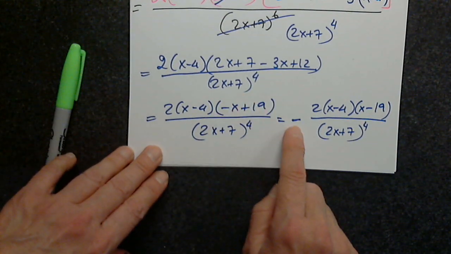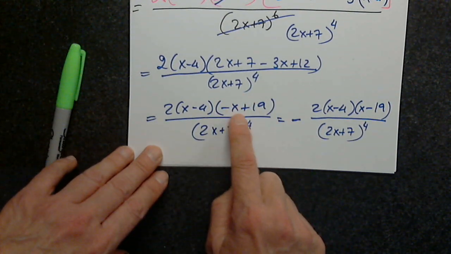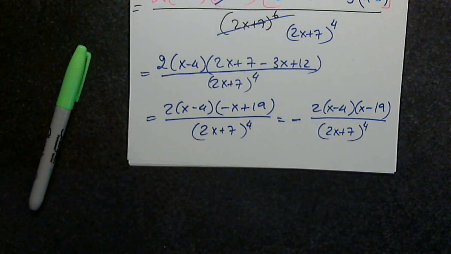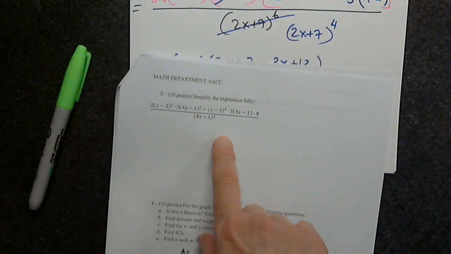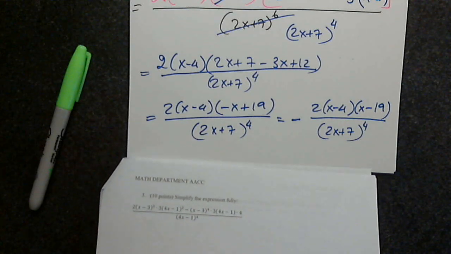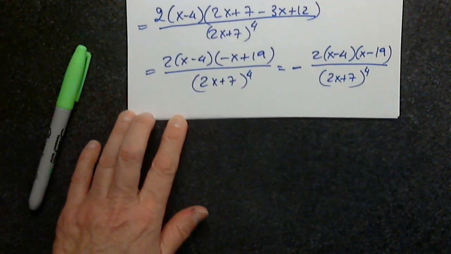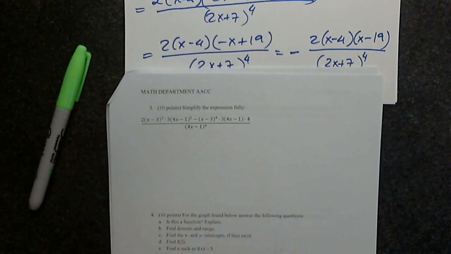And here I factor out negative 1, I put it in front. So now it becomes negative (x minus 19). Is that okay? Okay, so now let's work on this one. Let's work on this one for 1 minute, see what happens. Any questions for me? Okay.